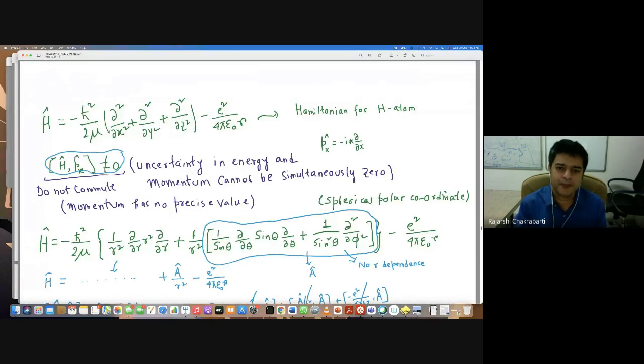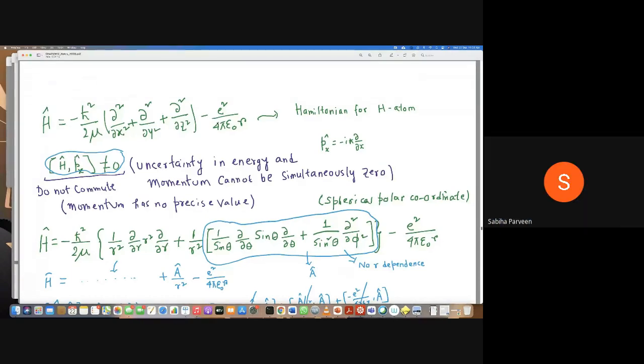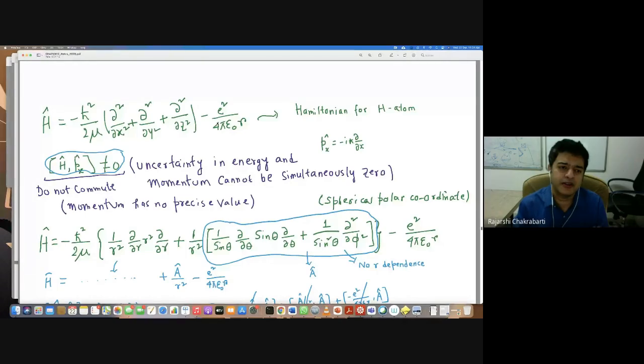Is this clear? So for a free particle, you have a Hamiltonian something like this, only this part, because you have only kinetic energy for a free particle. So for a free particle, I don't have this problem. H and px will commute. What do you think?